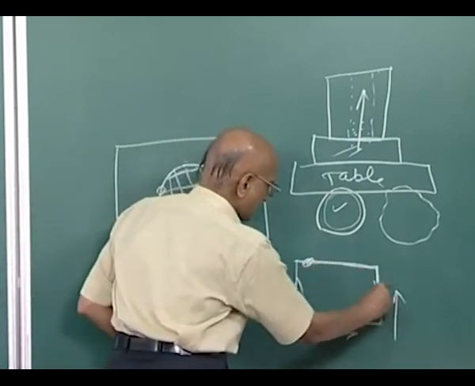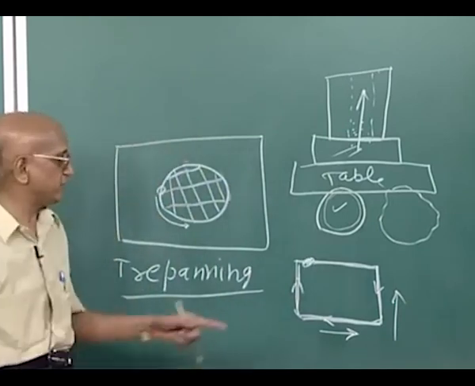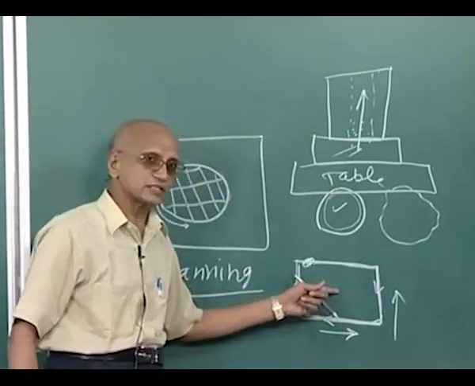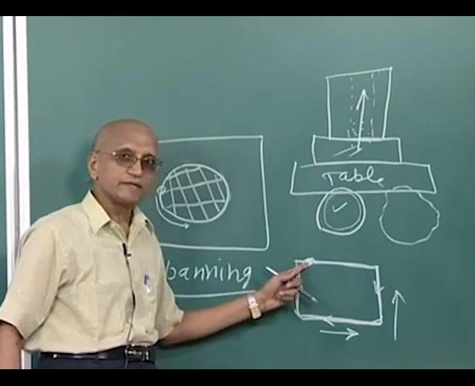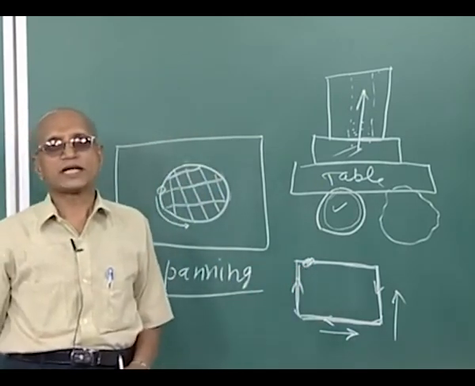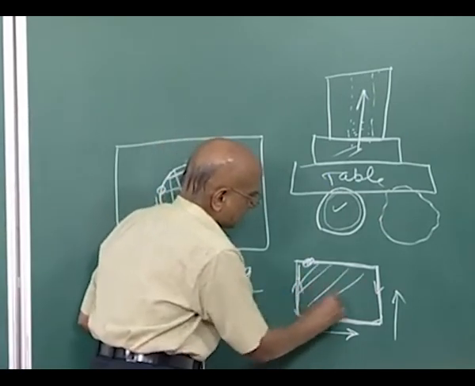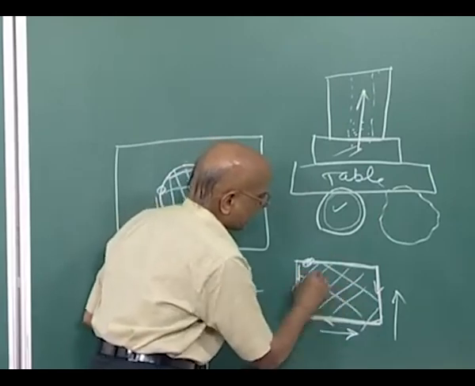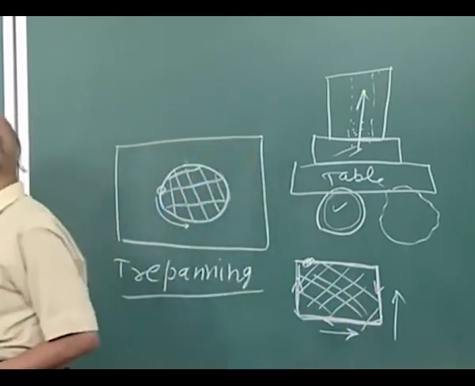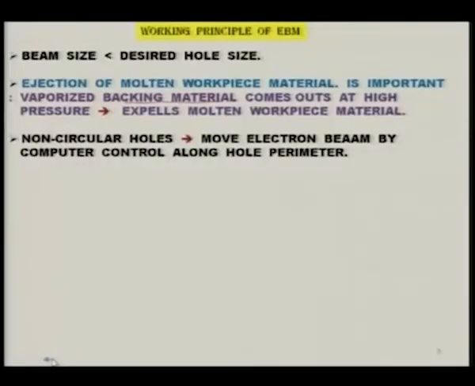So you can cut this. Now the two things are there. If the size of this is much larger than the size of the beam, then definitely you have to do the trepanning operation rather than the melting and vaporization of the whole of this material. Otherwise it is going to be very inefficient and unnecessarily time consuming. From that point of view, the CNC feature helps a lot in getting the desired feature on the workpiece material.